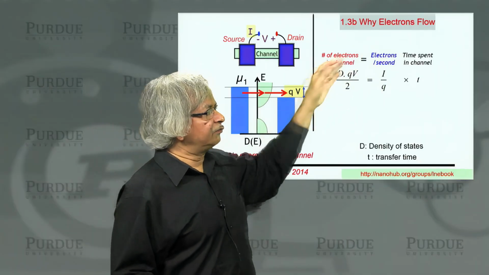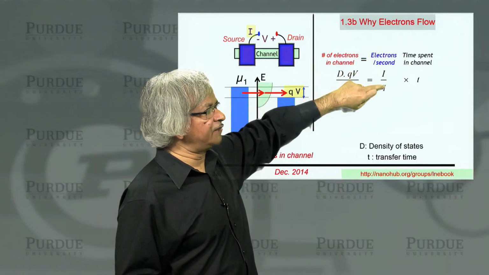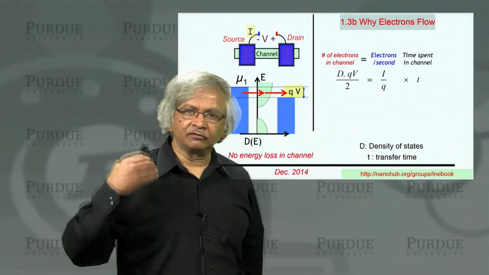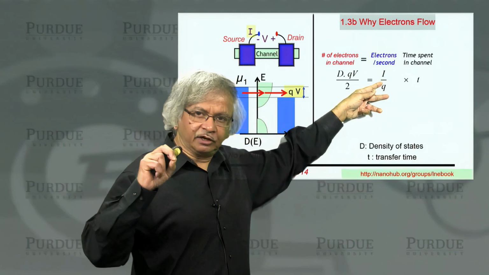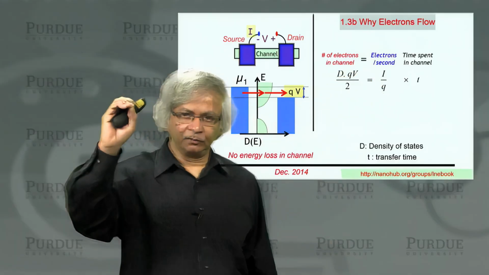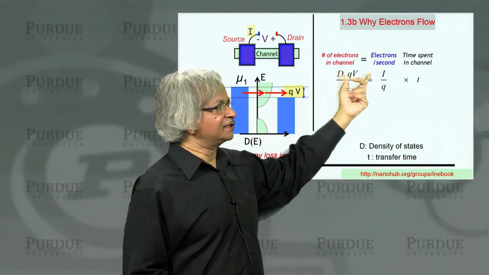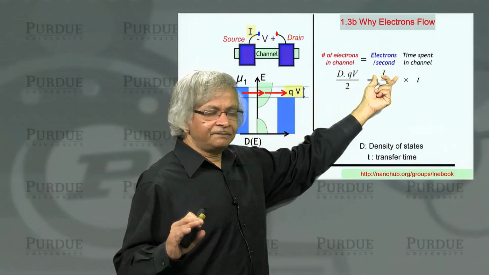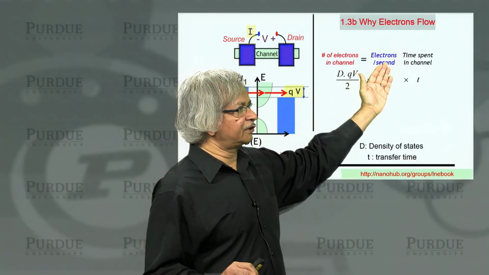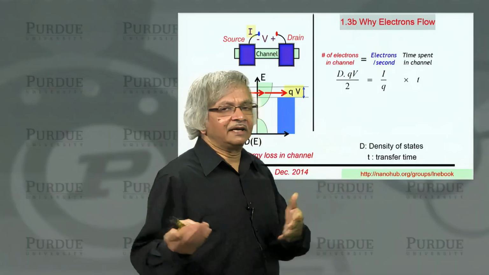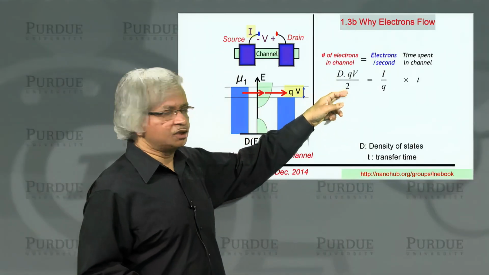Now the flow of electrons, that is electrons per second, is the current divided by Q. That is, current is the amount of charge that flows per second, and if you divide it by the charge on one electron, you get how many electrons flow per second. And this is the number of electrons in the channel. This is the flow of electrons. They are related by: the number of electrons is equal to the flow of electrons per second times the time that an electron spends in the channel. I'll try to explain this point a little better shortly.